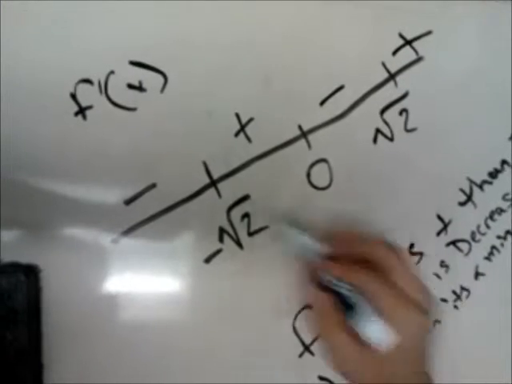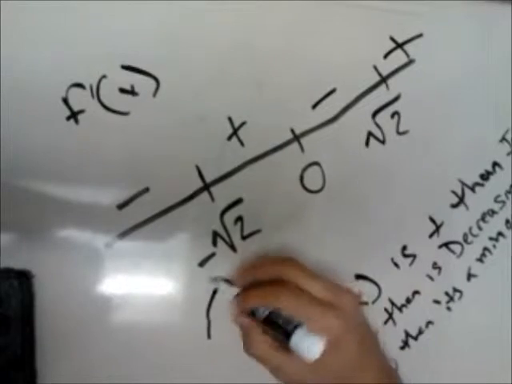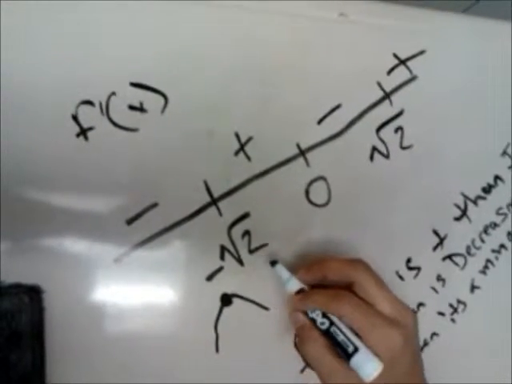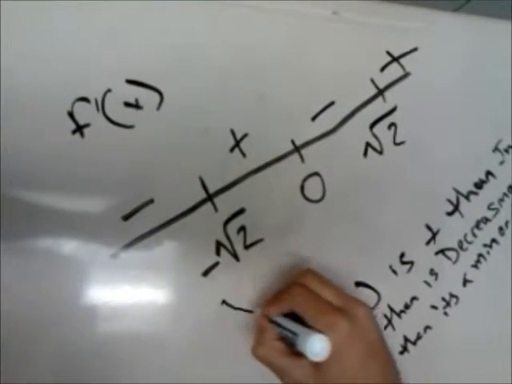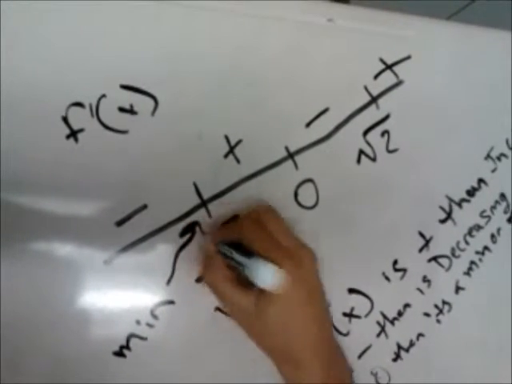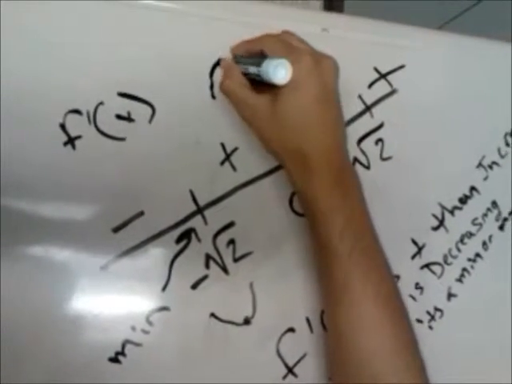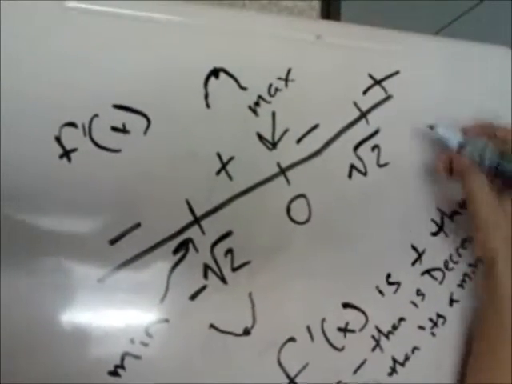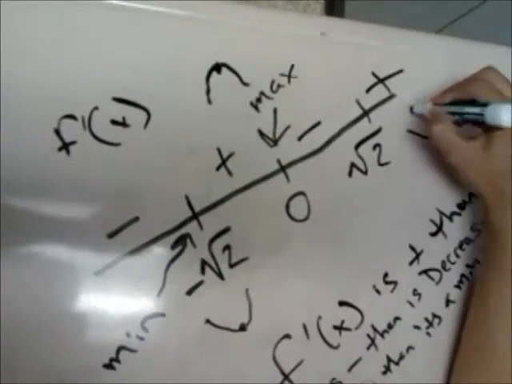So from here we can tell that it's going up and then going down. That means that we have a maximum right here. Or sorry, backwards. It's going down and then up, which means that we have a minimum right here. So right here it's going up and then down, which means we have a max. And right here it's going down and then up again, so we have another minimum.